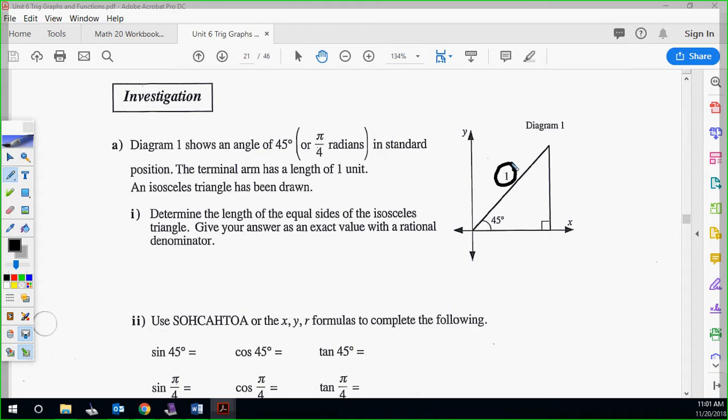What I want you to do here is determine the length of the isosceles triangle, and give your answer in exact form. So they want us to figure out the lengths of x and y here. This is your y value, that's your x value. How could you do this? What do you know about 45-degree triangles?